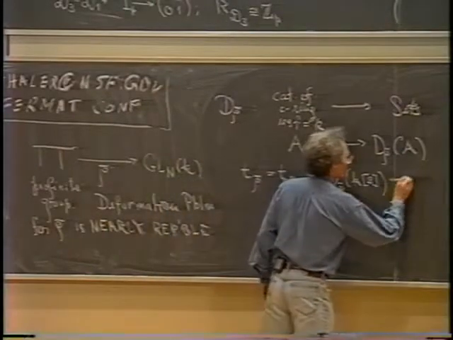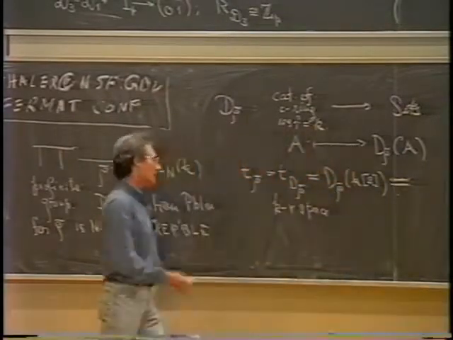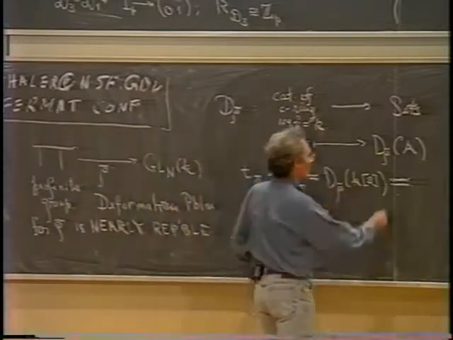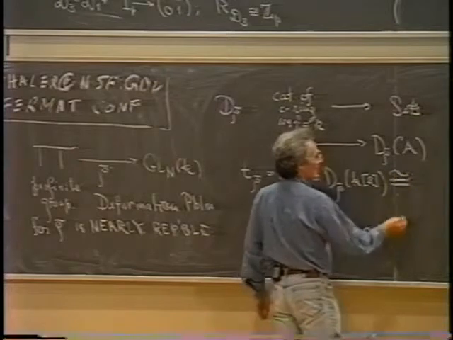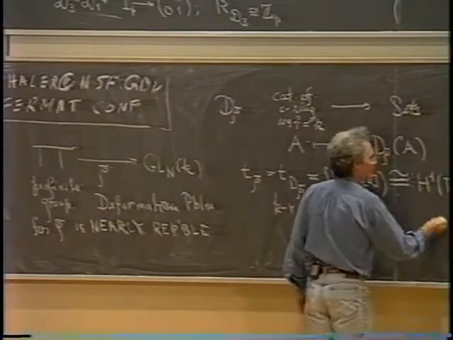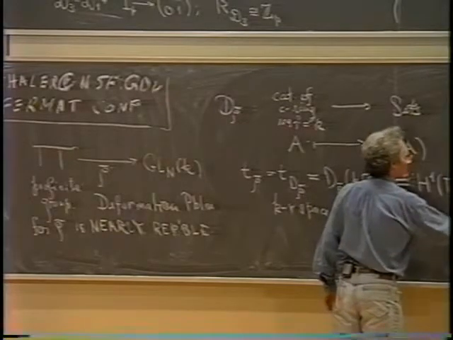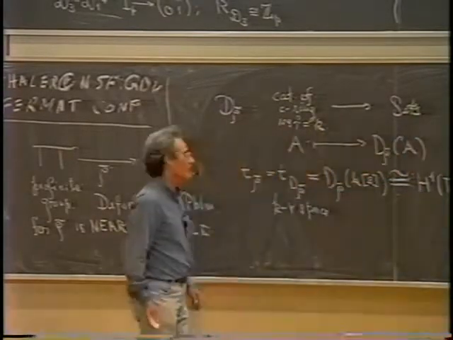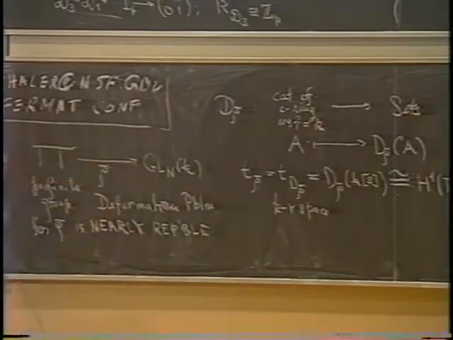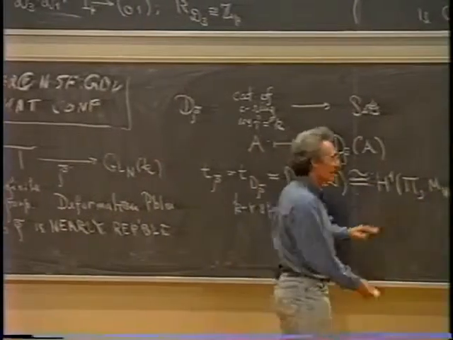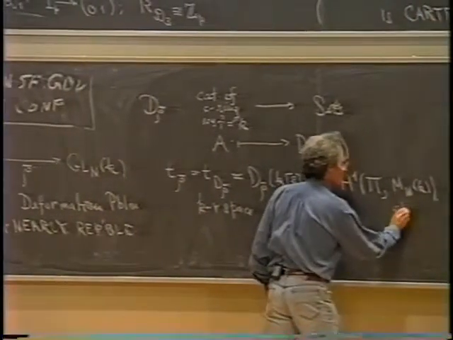And one of the things we sketched a proof of, or sketched the idea of the proof of, is that as a K vector space, it is canonically isomorphic to group cohomology H^1 of pi with coefficients in M_n(K), meaning the n by n matrices with entries drawn from K, that's the n squared dimensional vector space over K, but viewed now as a pi module via the adjoint action.